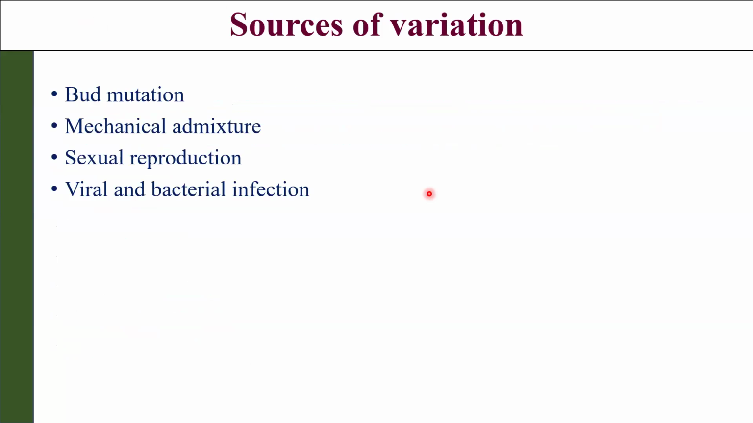Then why does this source of variation occur in this section? Because many of these crops do not reproduce sexually, other sources of variation are bud mutations: when it is propagated through buds, there will be chances of mutations occurring. Then mechanical admixture: while transferring asexually propagated propagules, there is a chance of mixing of two or more different varieties. By that means variation occurs in the initial clonal population.